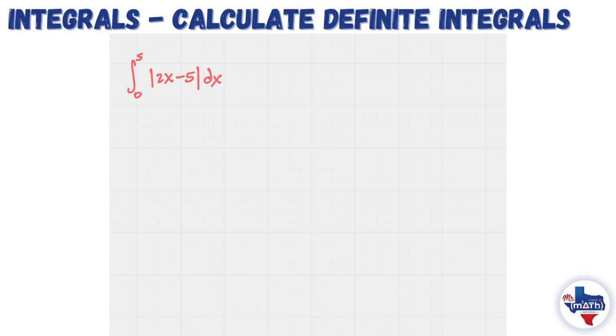Today we're solving a definite integral. Okay, let's read our problem. We have the integral from 0 to 5 of the absolute value of 2x minus 5 dx.